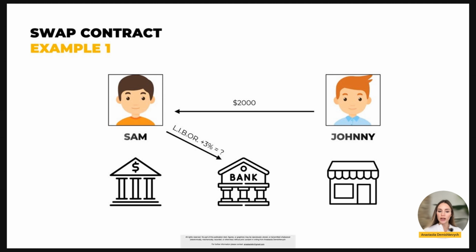In exchange, Sam will cover the variable LIBOR-based loan payments. This swap eliminates Johnny's risks and gives him the predictability he wants. Now, what's Sam's benefit in helping?